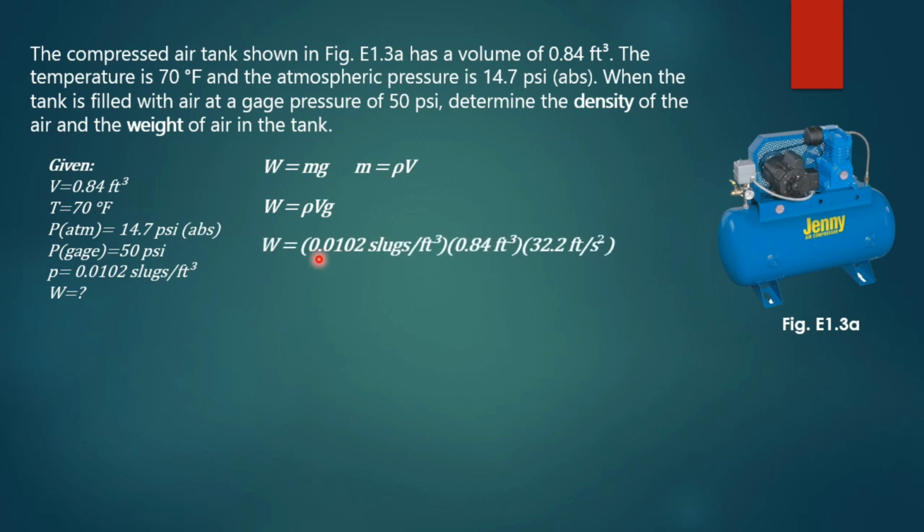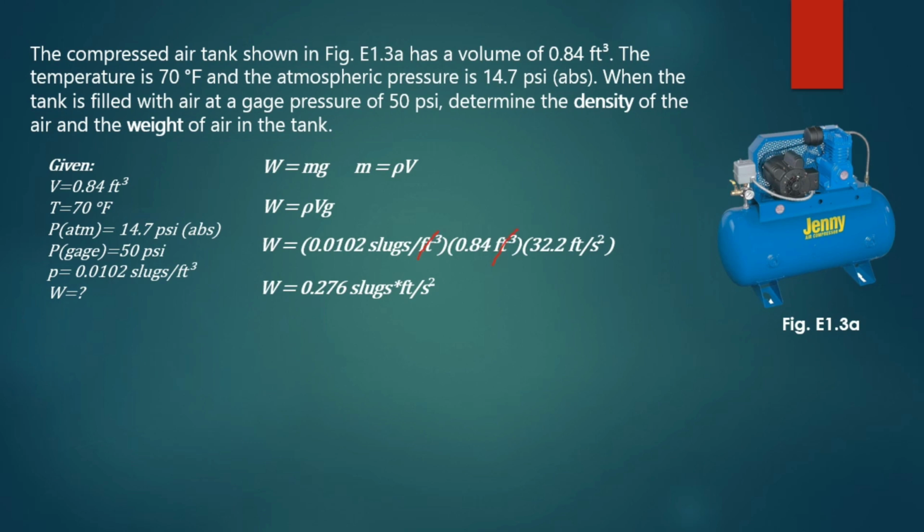Here we have 0.0102 slugs per feet cube for the density, 0.84 feet cube for the volume, and 32.2 feet per second squared for the gravity in English unit. So solving this, we can come up with 0.276 slugs times feet per second squared, because we can just cancel the feet cube here and here.